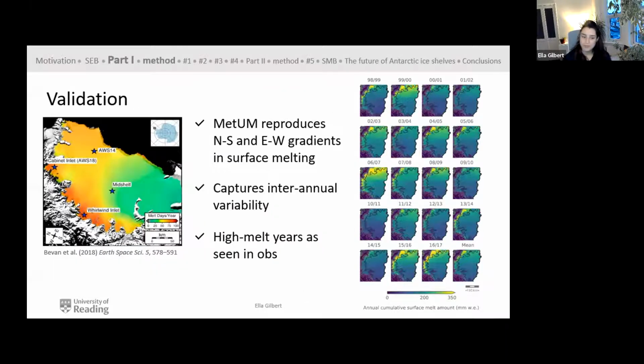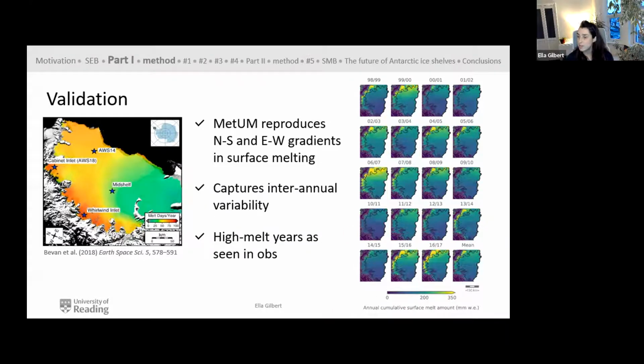So this is my attempt to convince you that it does. Again, we've got this satellite derived composite on the left, and then on the right, we've got 20 years worth of cumulative melt amount simulated by the Met-UM hindcast. So we're trying to reproduce this north-south and east-west gradient, and I would say that it does. We can see this characteristic C shape, which is particularly pronounced in certain years. So, for example, 2006-7, 15-16, 16-17, etc.